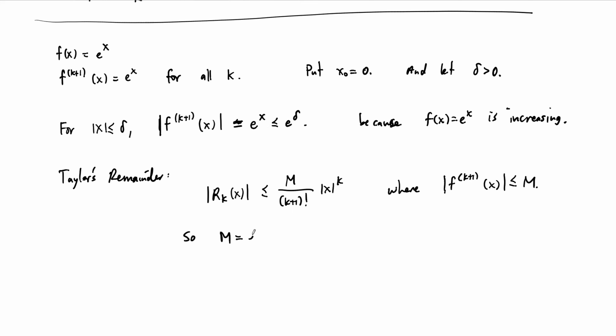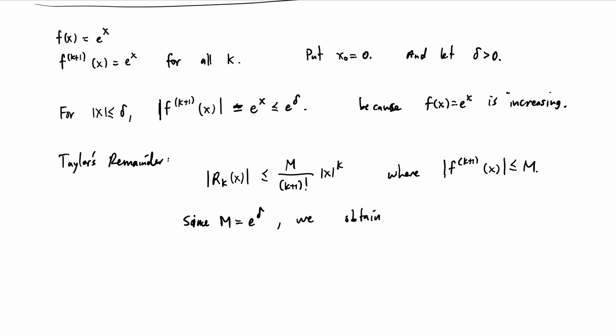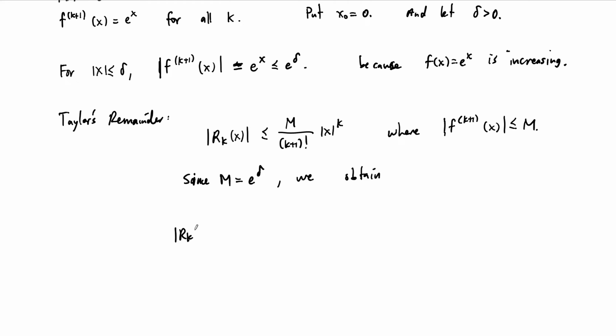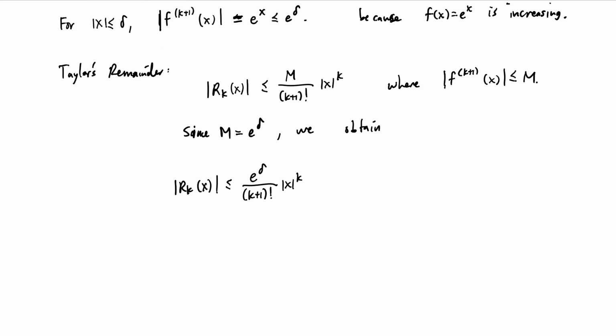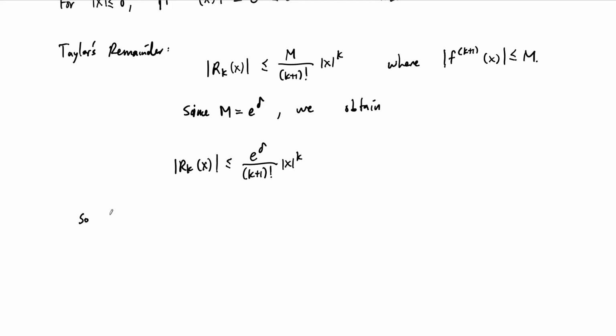So since m is e to the delta, we obtain the following formula, which is that our remainder, r k of x, is less than or equal to e to the delta, which is a constant, by the way. We fixed our delta, over k plus 1 factorial x to the power k. And now we can take the limit, right? We want to show that the Maclaurin series equals e to the x. So what we have to do is show that the limit of the remainder is equal to 0. All right? And so this is what we get, right?